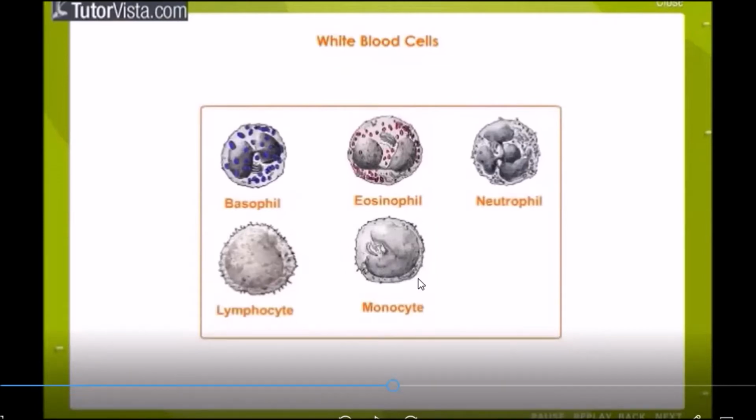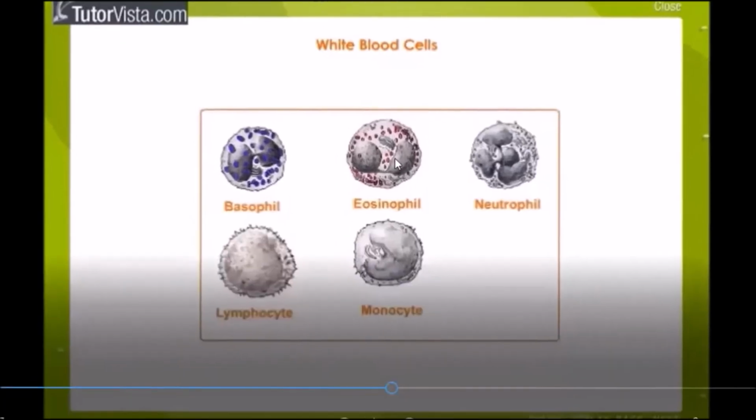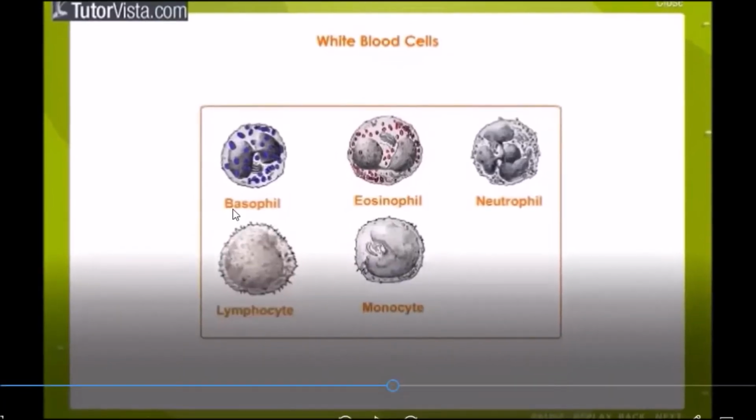Their main function is defense, but how they are producing defense, or how they are preventing the foreign agent from infecting or producing some worsened situation in your body, starting with your eosinophils. Eosinophils have the tendency to break down inflammatory substances and kill parasites. It has the ability to kill the parasites. Basophils, they prevent your blood clotting.